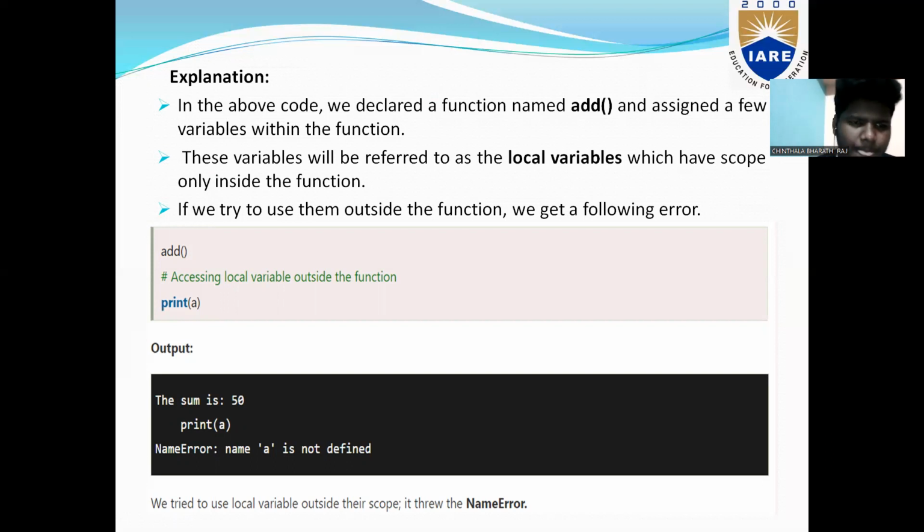I will show that. That is using a local variable outside the function, that is print a. So the sum is printed, but print a gives a name error. Name is not defined, because local variables can't be accessed outside the function. Local variables can only be used inside the function.